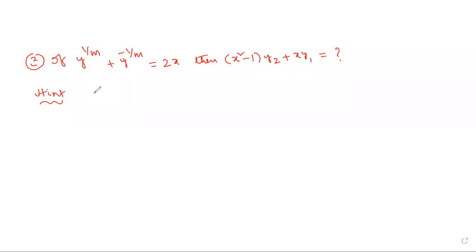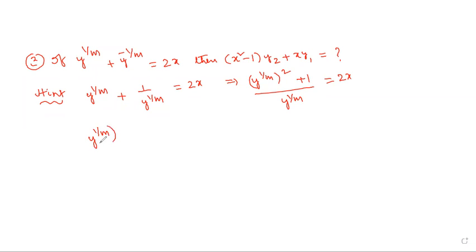Next, what model is this, we can understand. y power of 1 by m plus 1 by y power of 1 by m is equal to 2x. Take the LCM: (y power of 1 by m) whole squared plus 1 over y power of 1 by m is equal to 2x. Apply cross multiplication and bring everything to the left hand side: (y power of 1 by m) whole squared minus 2x y power of 1 by m plus 1 is equal to 0.